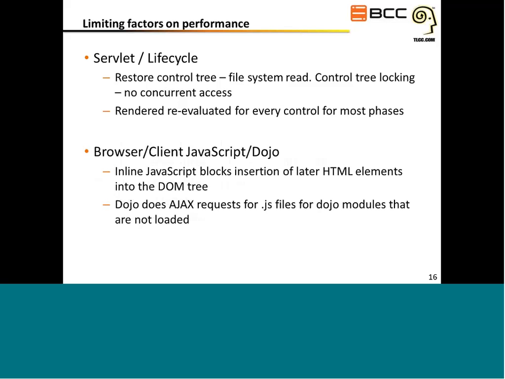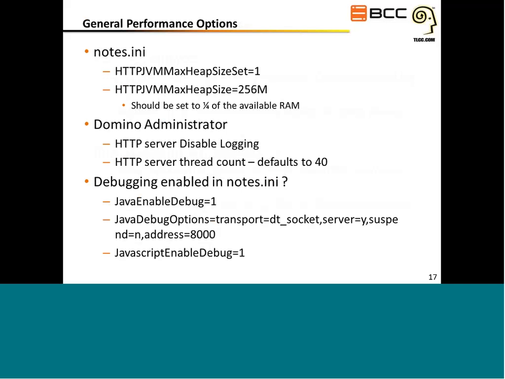So here are some general performance options you can set in the Notes.ini file. There are two variables to be set: the HTTP JVM max heap size, set equal to 1, and also the actual heap size, which should be set to 1/4 of the available RAM. You have to put both variables into your Notes.ini, otherwise it won't work.